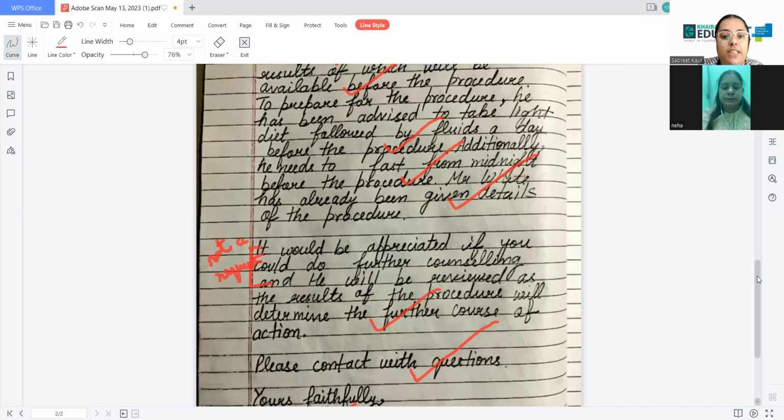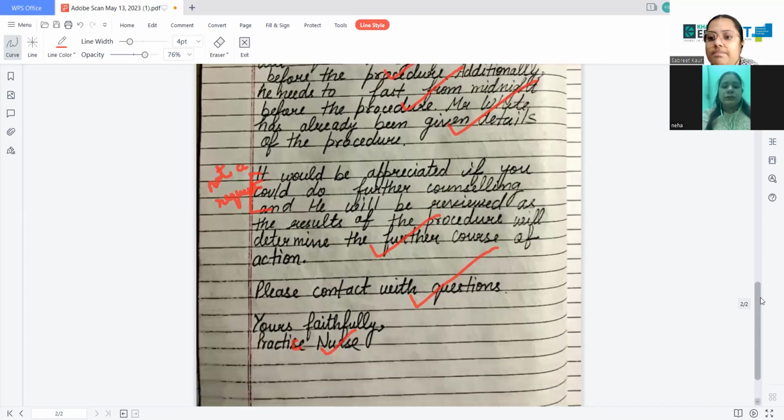Any questions till this point, Neha? Anything that's not clear? Ma'am, clear. Ma'am, actually, I have difficulty in connectors. The use of connectors? Connecting two sentences. Okay. Yes, ma'am.